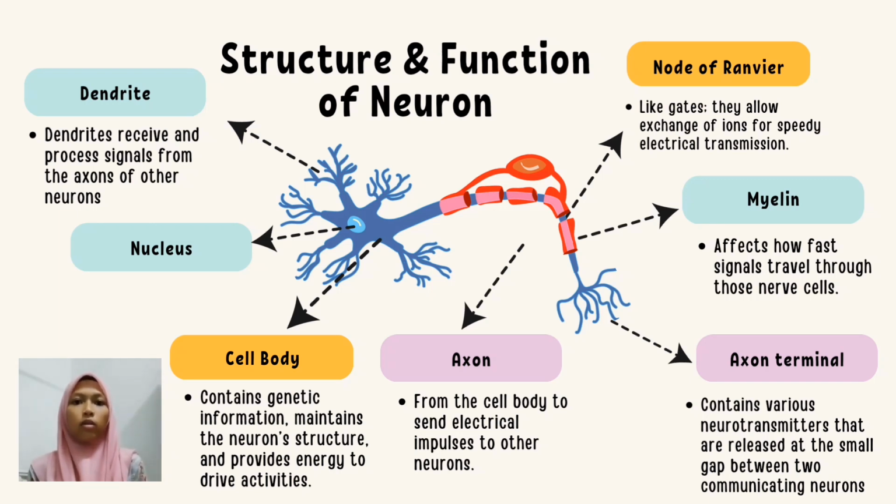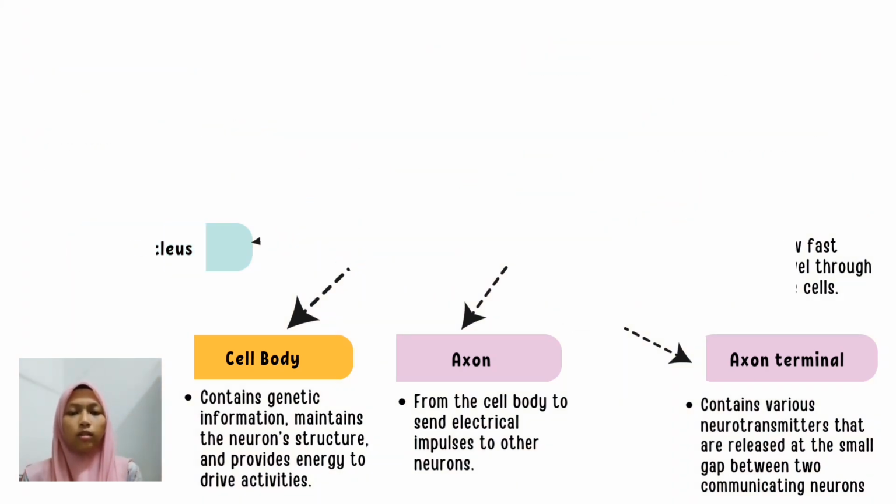The axon is a long and narrow connection line that extends away from the cell body to send electrical impulses to other neurons. Then, the neuron has axon terminals. Axon terminals contain various neurotransmitters that are released at the small gap between two connecting neurons. They mainly affect how fast signals travel through those nerve cells. After that, the nodes of Ranvier, like a gate, allow exchange of ions for speedy electrical transmission.